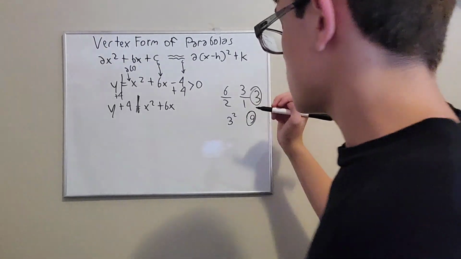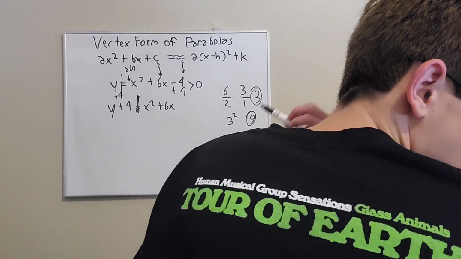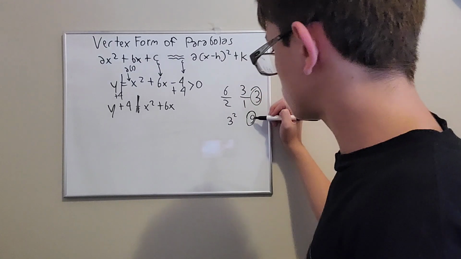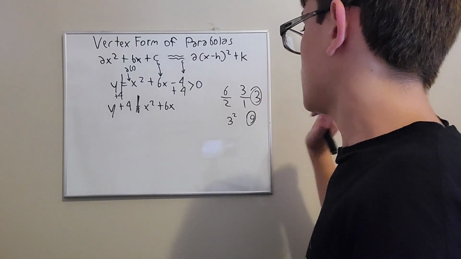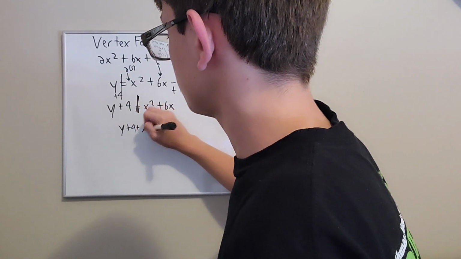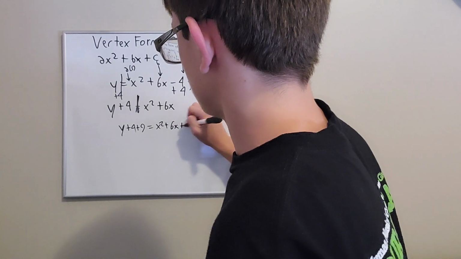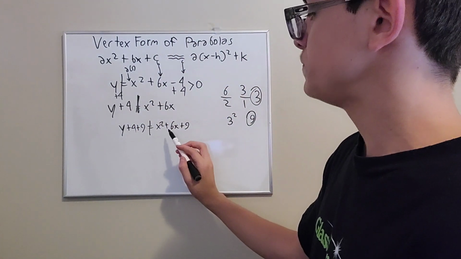So we have 9. The thing that you want to do to that is add it back into the equation on both sides. You want to take your square of half of the b and put that back into the equation, giving us y plus 4 plus 9 is equal to x squared plus 6x plus 9. So we just added 9 back into each side of the equation.